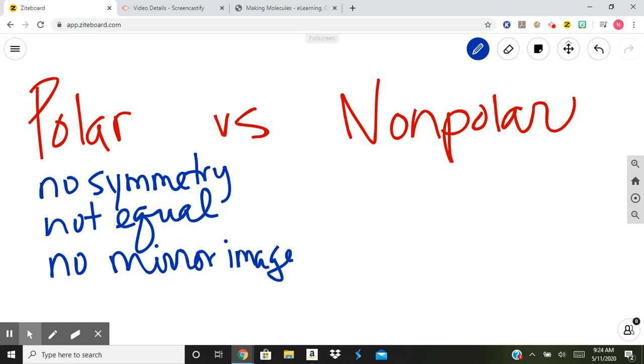I always tell the class to think of the phrase, polar bears don't share. All right, polar bears don't share. There's not going to be this equal, nice sharing of molecules. Nonpolar is going to look symmetrical.